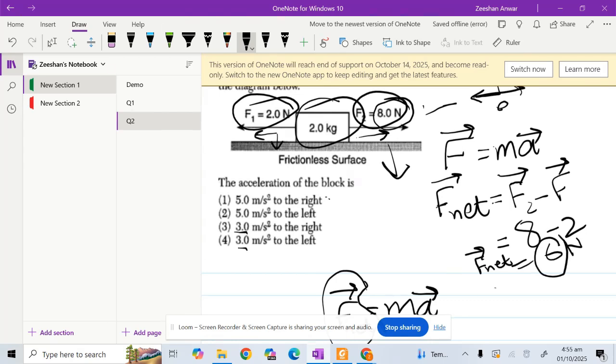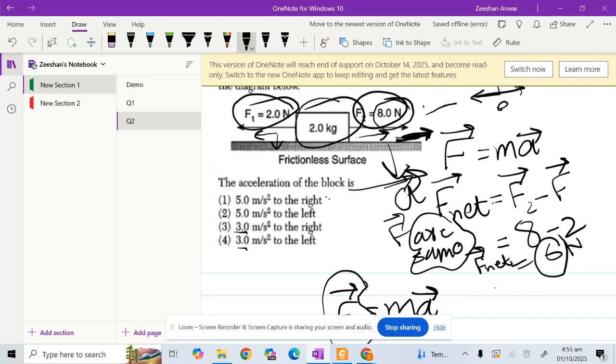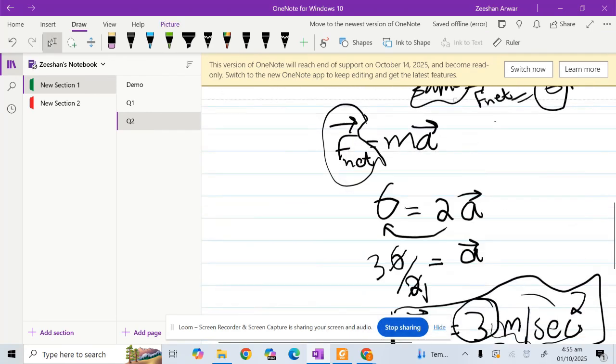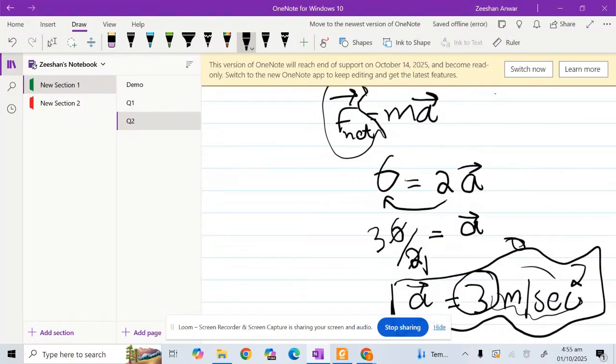So the direction of the resulting force will be this. As I told you, the direction of acceleration and force are always the same. As the direction of the net force is rightward, the acceleration will also be in the rightward direction, right? So the final answer is 3 meter per second square to the right.